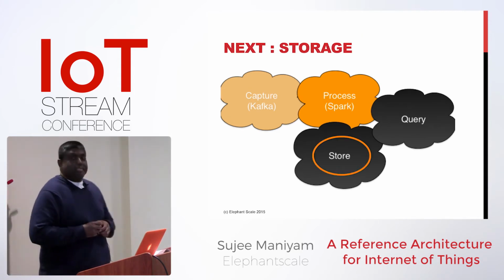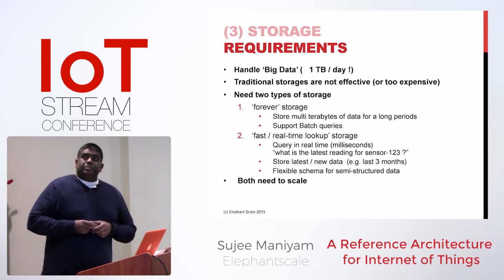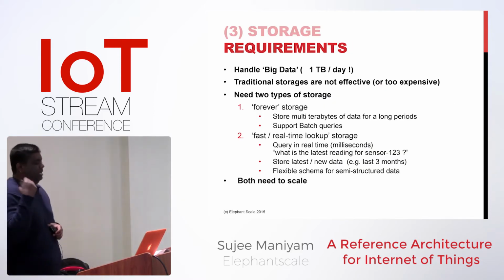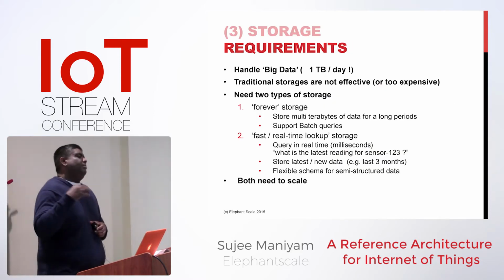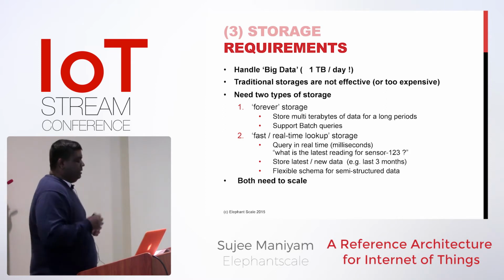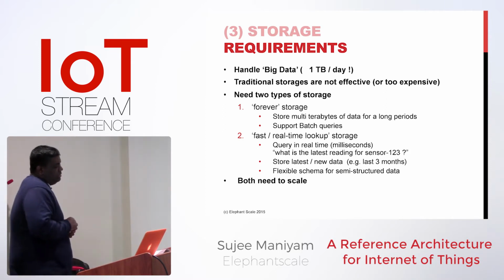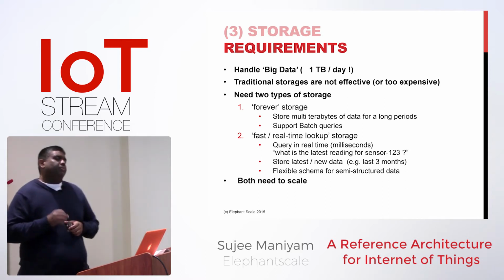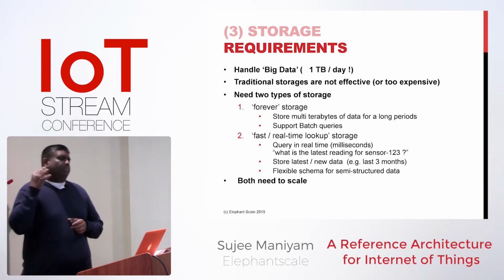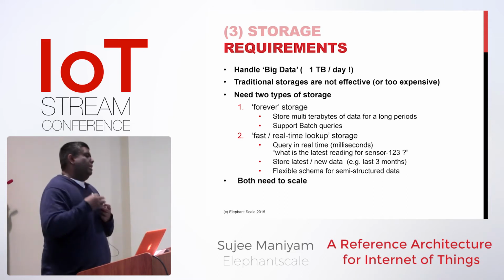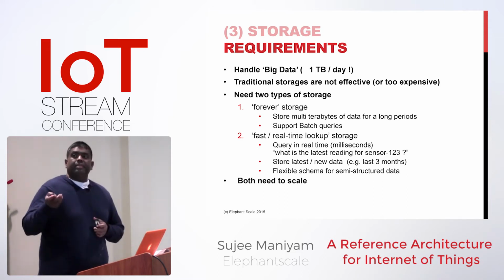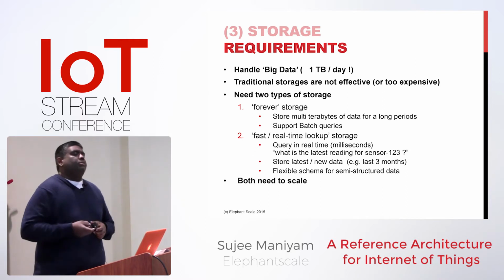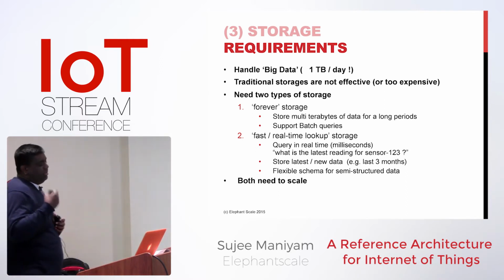Next component, storage, right? As you can remember, we are at the 1 terabyte a day kind of territory. So this is definitely big data. For storage, we need two kinds. One, what I call forever storage, meaning it will store the master data set. It will store the data forever, unmodified, right? And this will support batch queries or aggregate queries.